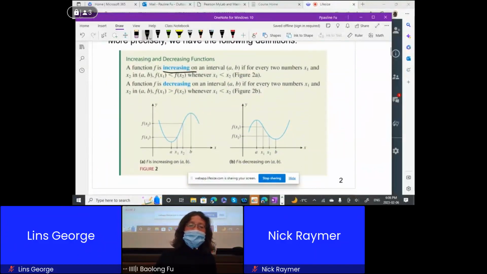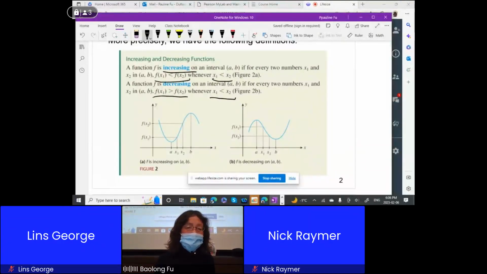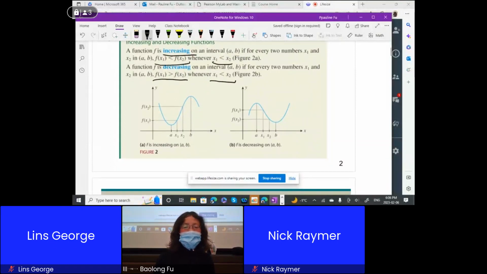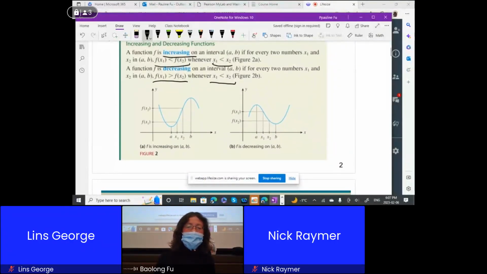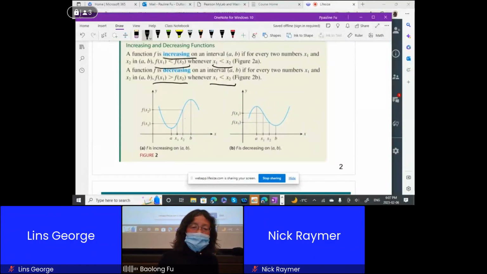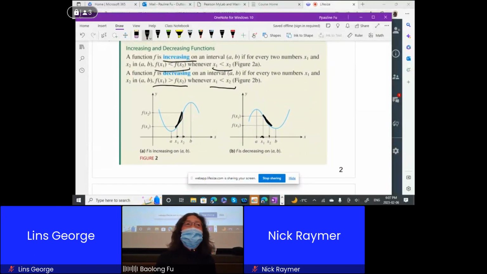So this is the definition. When you have x1 smaller than x2, you have f(x1) smaller than f(x2). But when you have x1 smaller than x2 and f(x1) greater than f(x2), this is decreasing. An example for increasing: if x1 is here, x2 is here, this part is increasing. This is decreasing, x1, x2. This part is decreasing. Any questions on increasing, decreasing?